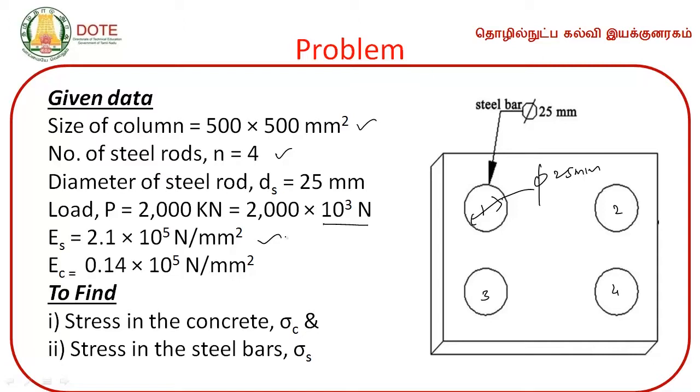Young's modulus for concrete is also given, 0.14 into 10 to the power 5 Newton per mm square. This is concrete, this is steel: 4 steel rods, made of steel, in reinforced concrete. So what do we have to find? The stress in the concrete, sigma C, and the stress in the steel bar, sigma S.